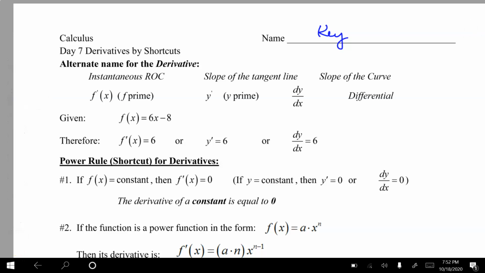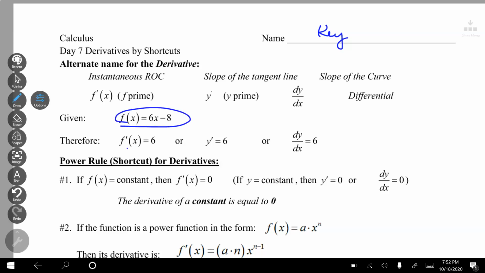Okay, we're going to learn more about derivatives today. We looked at the power rule yesterday. Given a function like this, we get f prime is equal to 6, or y prime equals 6, or dy over dx is equal to 6.